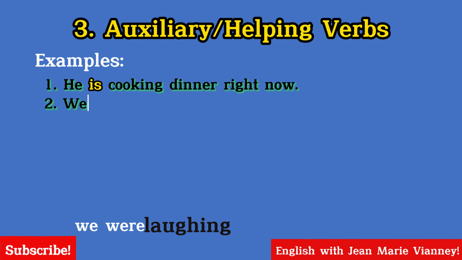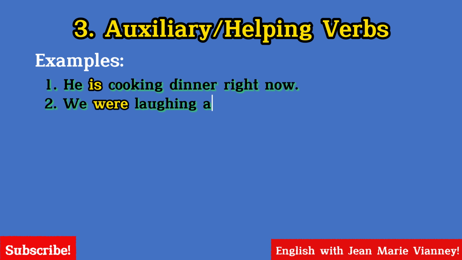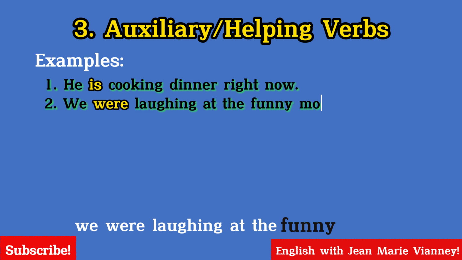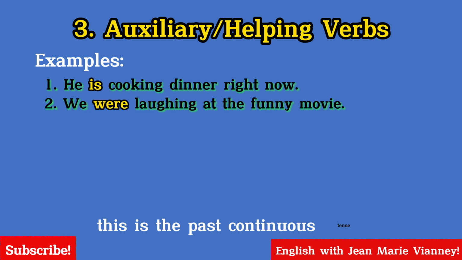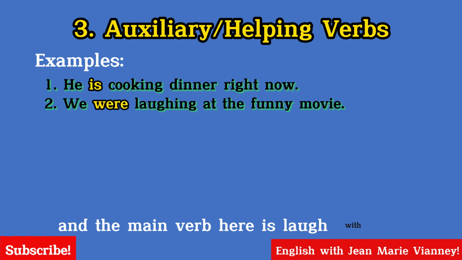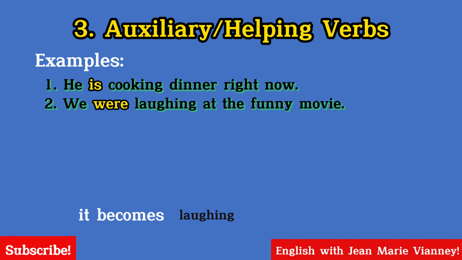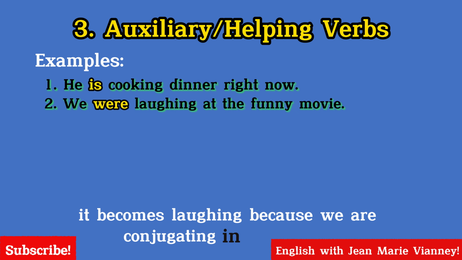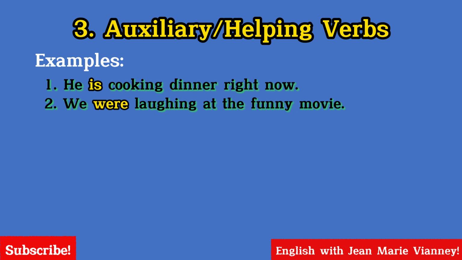We were laughing at the funny movie. This is the past continuous tense. So the auxiliary verb here is were, and the main verb here is laugh. With ing, it becomes laughing because we are conjugating in past continuous tense.